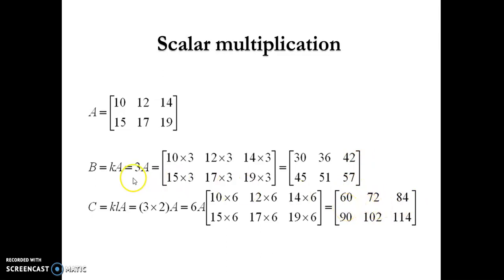So whether you say 3 times A and obtain your matrix B and then multiply it by a scalar of 2, or if you say 3 times 2 and it yields 6 and then multiply that by your original matrix A, you will still get matrix C, which is your June sales.